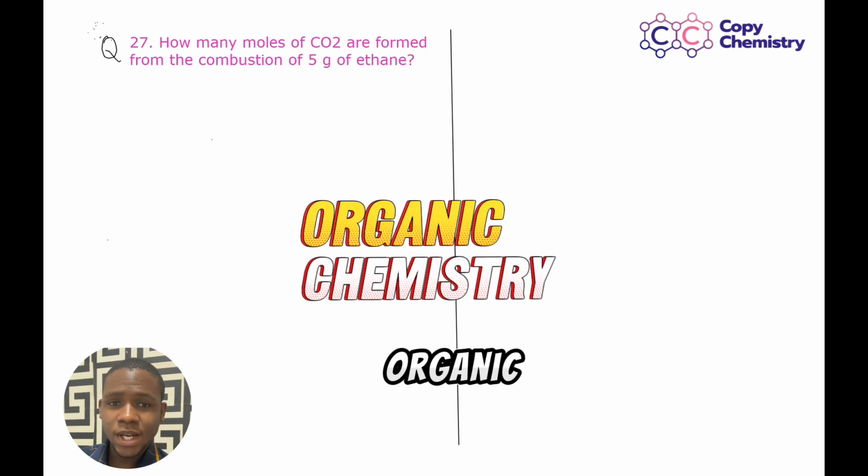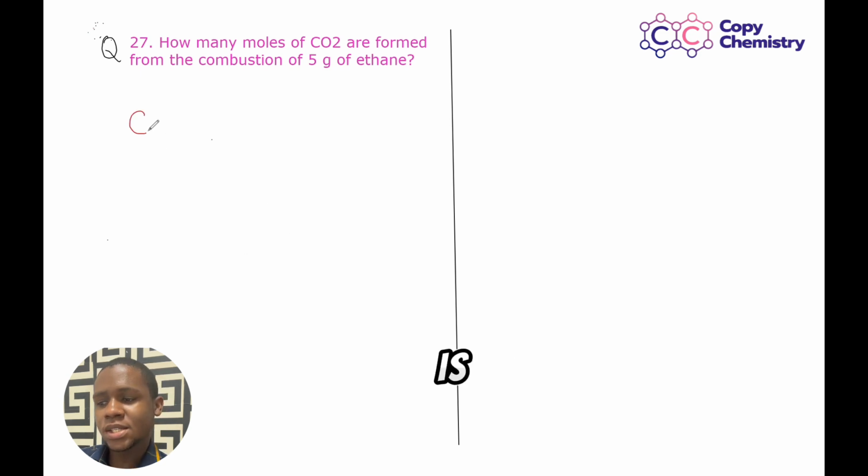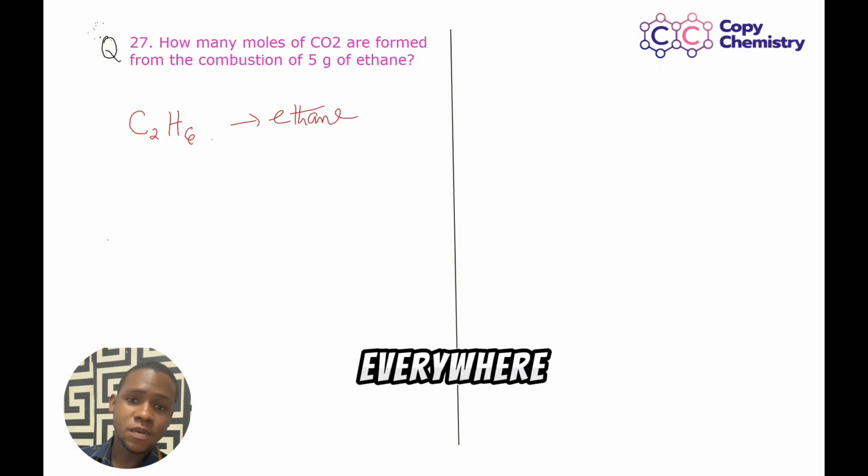Hi, so this is organic chemistry related. How many moles of CO2 are formed from the combustion of 5 grams of ethane? Okay, so ethane is C2H6. This one is ethane, so remember this everywhere you go.